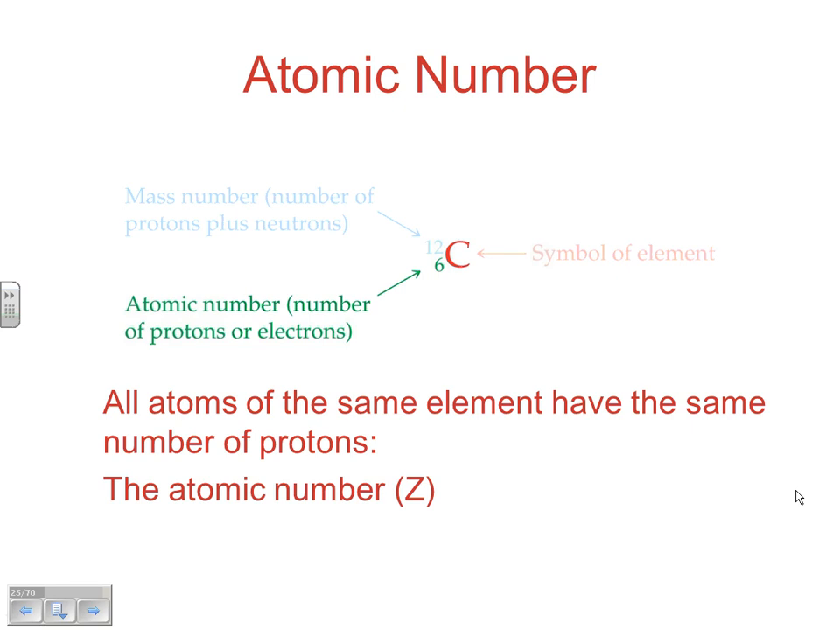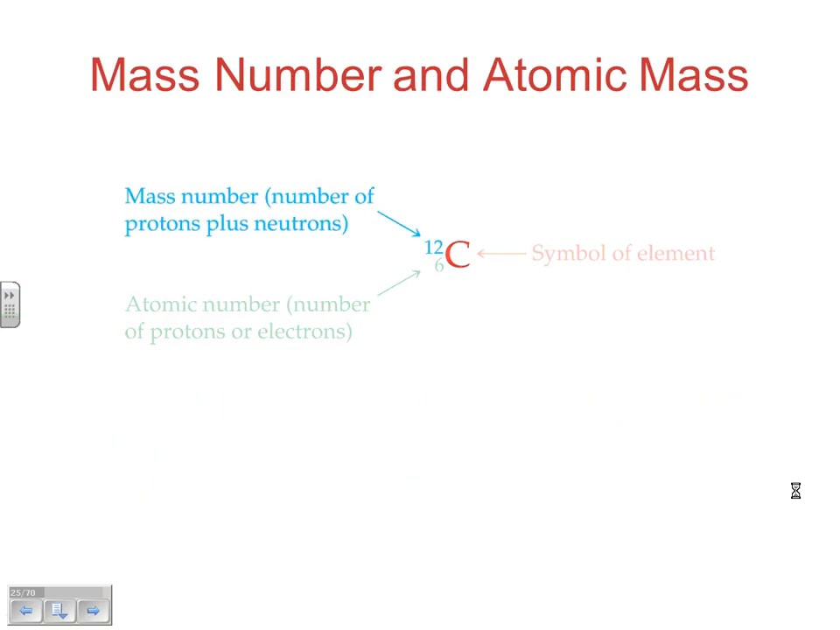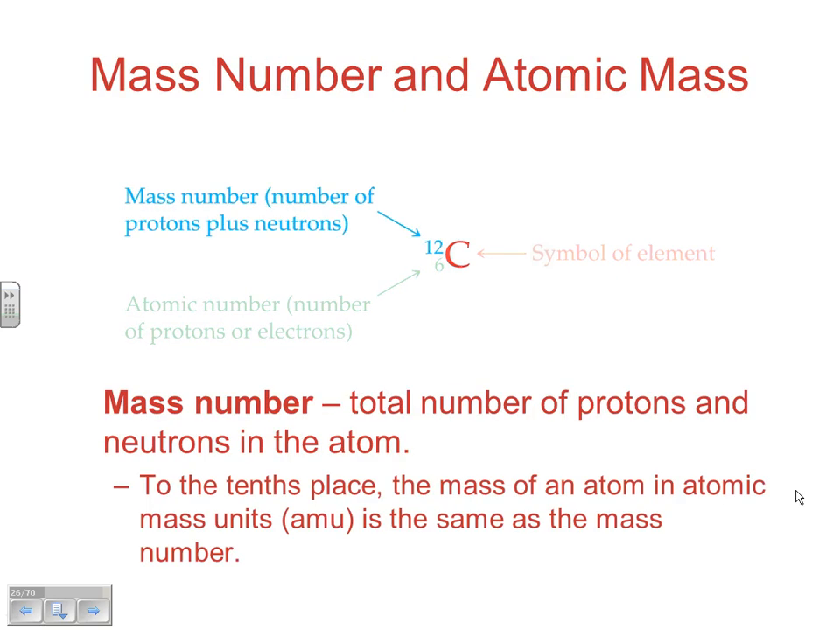All atoms of the same element have the same number of protons. That is the atomic number, which is referred to as Z. So if you ever see a capital Z in chemistry, they're talking about the atomic number, or the number of protons. In this method for showing a specific type, that would be the number in the lower left-hand corner of the notation above. And the mass number is the total number of protons and neutrons, in other words, the number of nuclear particles.